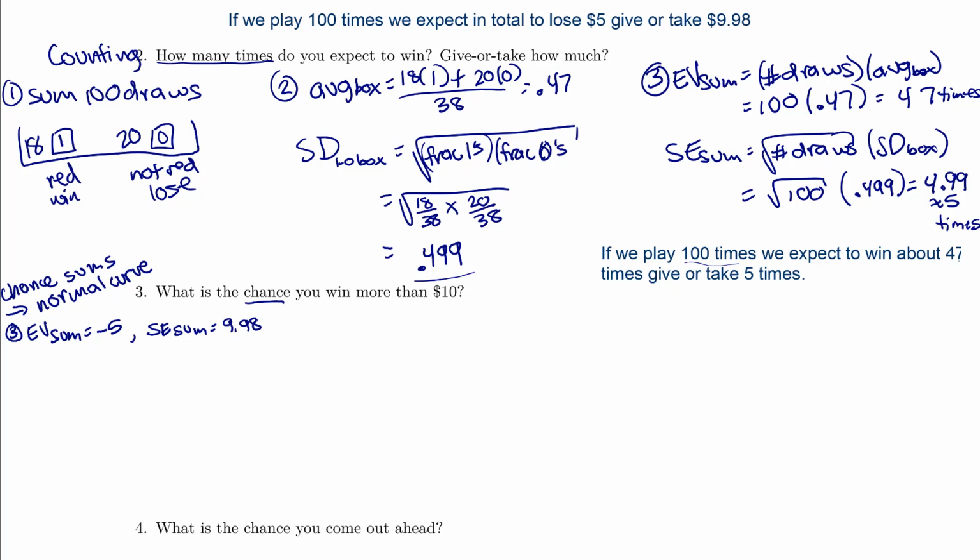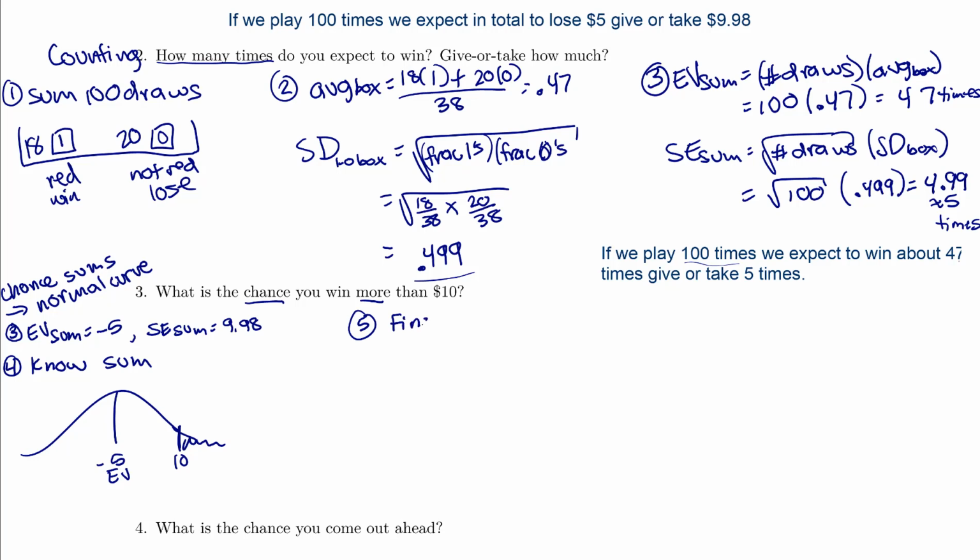Now we do our 3 steps for the normal curve and we just tack them on. So now there's steps 4, 5, and 6. Step 4 is we know the sum, and so we draw our picture. We should be centered at -5 as our expected value. We're looking for the chance we win more than $10, so we're way out here. And we're looking for the chance, more means shade to the right.